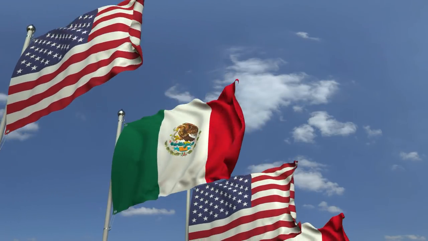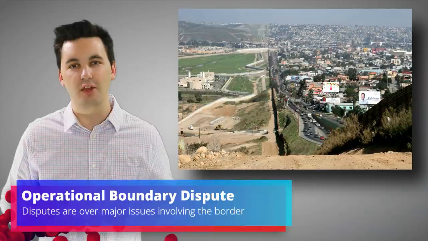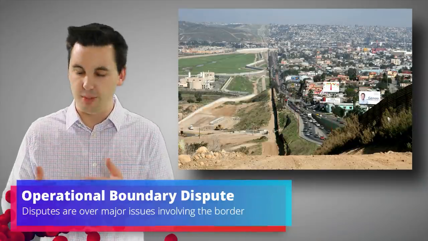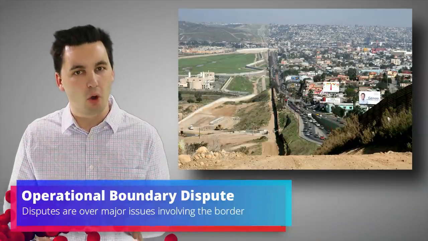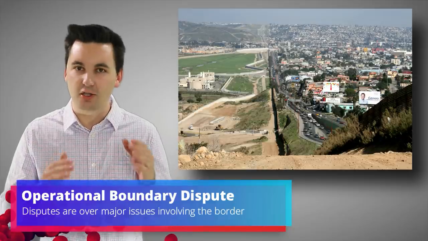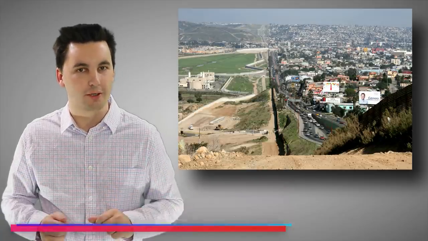Should there be a wall? Should Mexico pay for it? Should the United States pay for it? Who should be guarding that wall? Who should be enforcing it? The dispute is over the operations, the day-to-day control and maintaining of the border. Our last boundary dispute is an allocational boundary dispute, and this one's a little bit similar to an operational one.